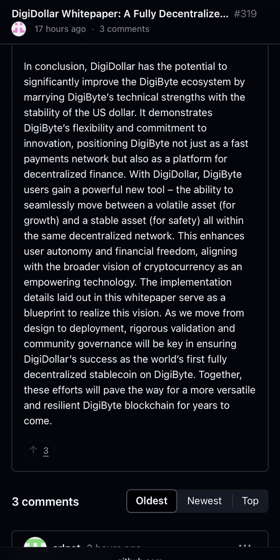This enhances user autonomy and financial freedom, aligning with the broader vision of cryptocurrency as an empowering technology. The implementation details laid out in this white paper serve as a blueprint to realize this vision. As we move from design to deployment, rigorous validation and community governance will be key in ensuring DigiDollar's success as the world's first fully decentralized stablecoin on DigiByte. Together, these efforts will pave the way for a more versatile and resilient DigiByte blockchain for years to come.